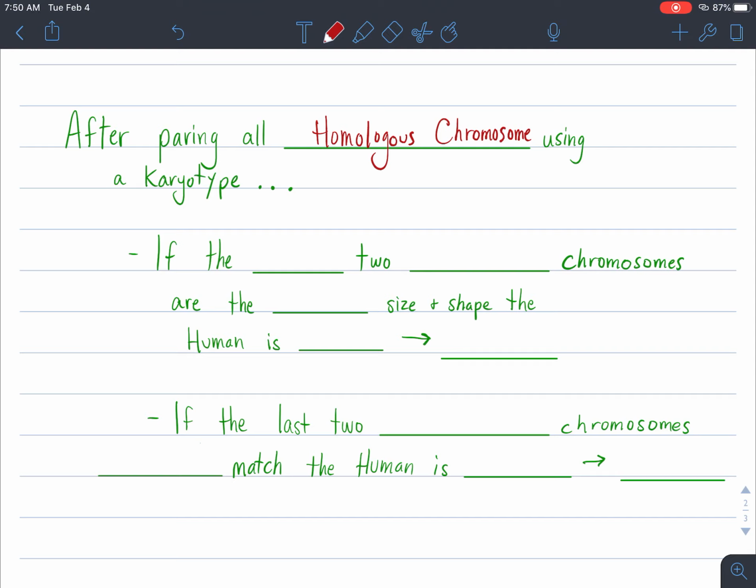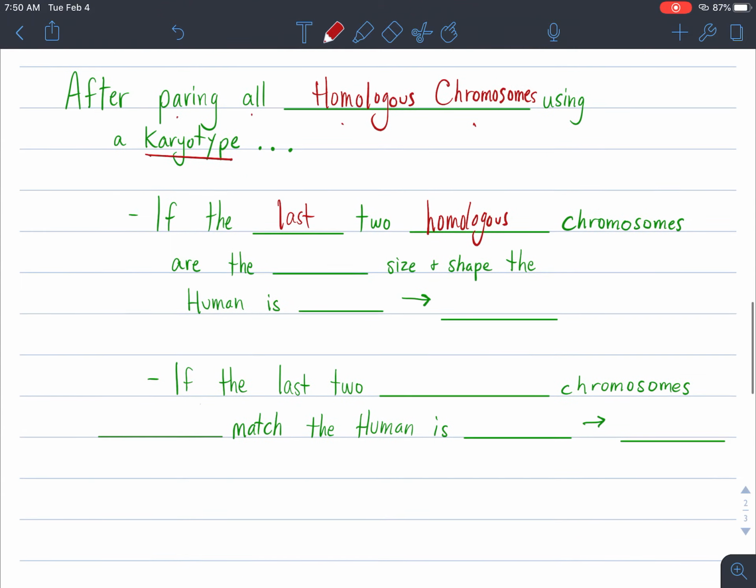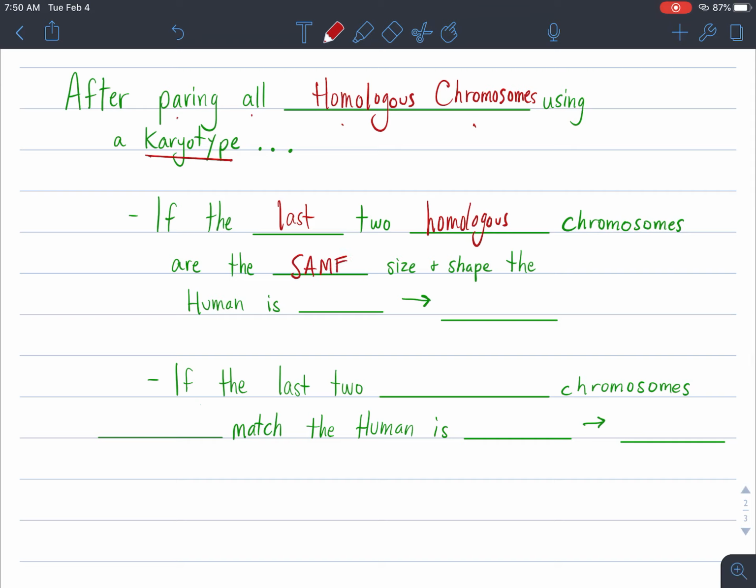So after pairing all homologous chromosomes using a karyotype, because a karyotype is the process of pairing all homologous chromosomes together, one of the things that you can notice is that if the last 2 chromosomes left are the same size and shape, then the human is born a female.